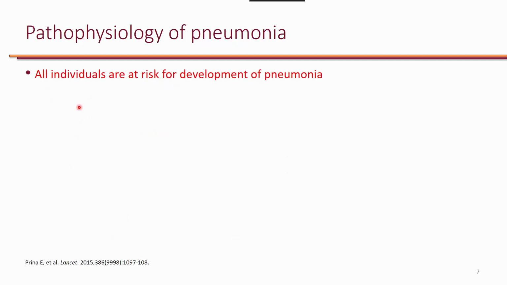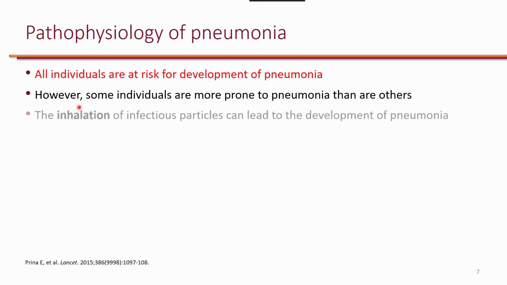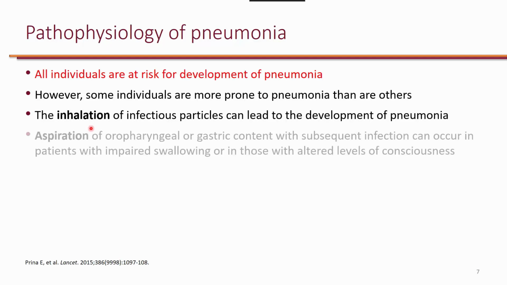It is important to note that all individuals are at risk for development of pneumonia. Now, some individuals have higher risk of getting pneumonia. There are different ways of getting pneumonia. Inhalation is the most common route. Inhalation of infectious particles is the primary route that leads to development of pneumonia.